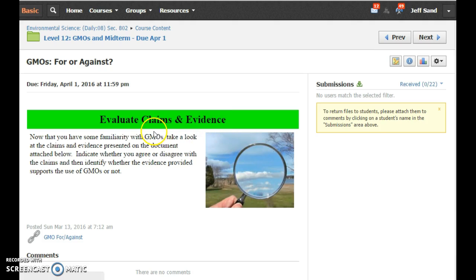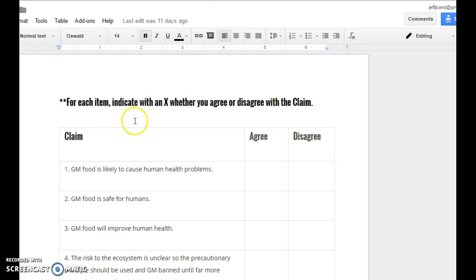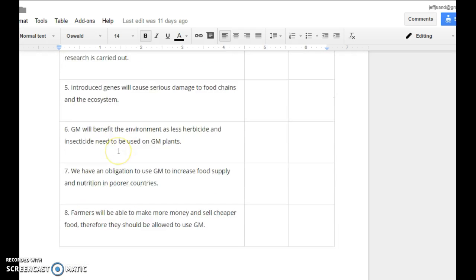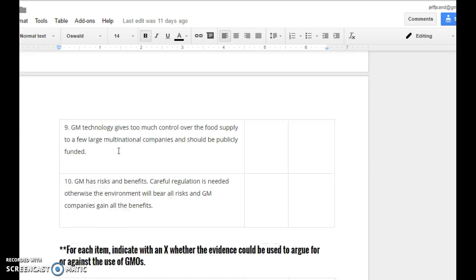From there, there's a list down here. If you click it, GMO for or against, there's a list first of all of claims. First one being GM food is likely to cause human health benefits. I want you to identify whether you agree or disagree with this claim. And go through each of these 10 claims.